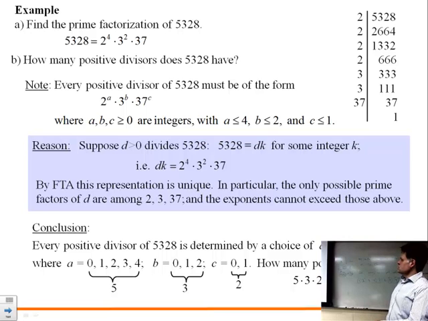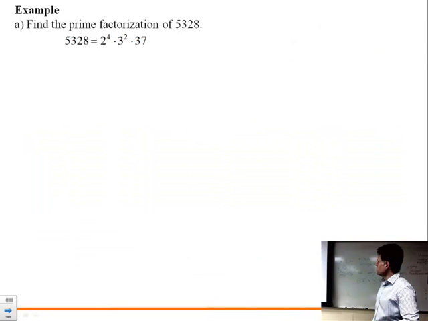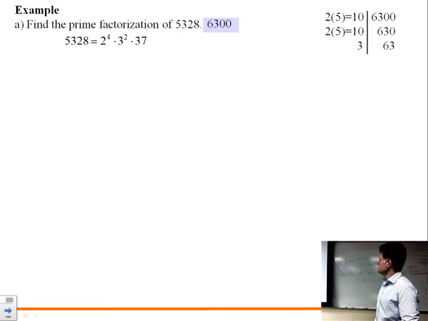So this works in general. You take the prime factorization, take each exponent plus 1, and then multiply those together. And that's how many factors you have. That's kind of neat, I guess. You can do that. It's quick. All right, let's do this again, not for 5328, let's do this for 6300, just for practice.